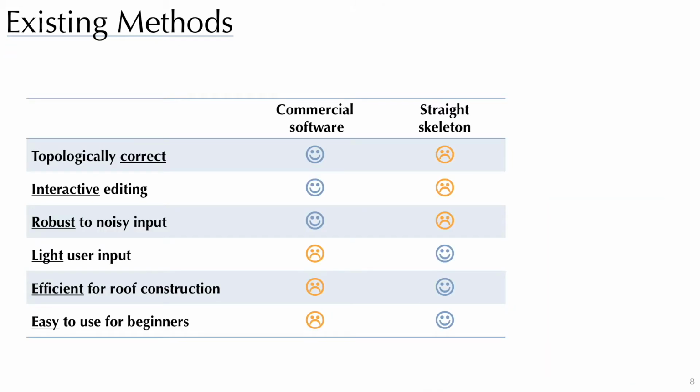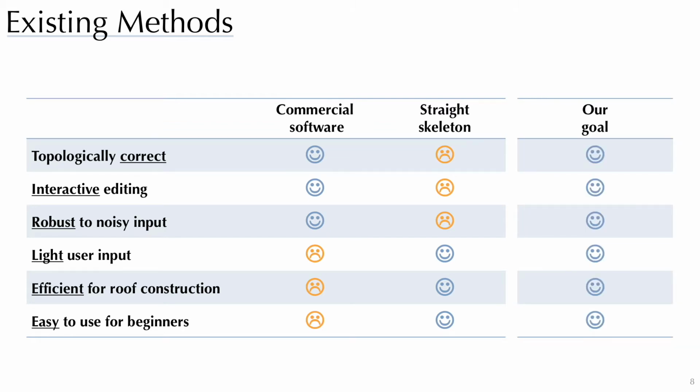Here is a short summary of the 2 types of solutions we just discussed. The commercial software can guarantee the expected roof topology. It also allows interactive editing and is robust to noisy input. However, it is not friendly for beginners and requires complicated operations for modeling. The straight skeleton-based methods only take a roof outline as input and can construct roofs in an automatic way. This is easy to use for users without modeling experience. However, these methods cannot guarantee the structure of the solved roof topology and do not fully support interactive editing. It is also sensitive to noisy input.